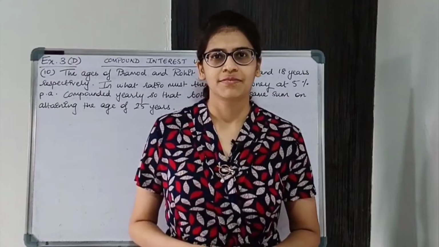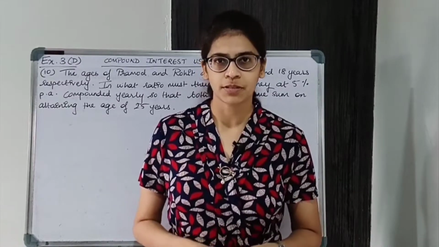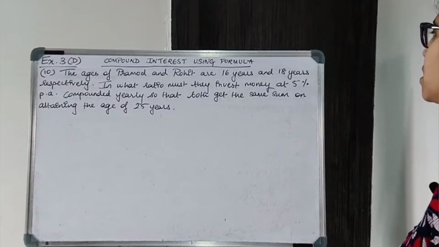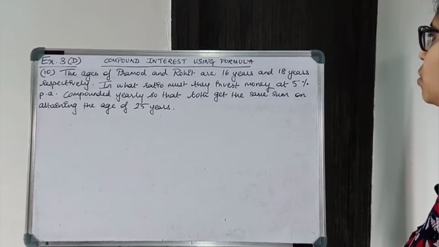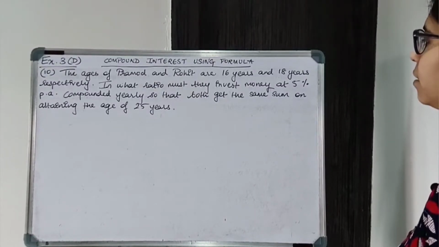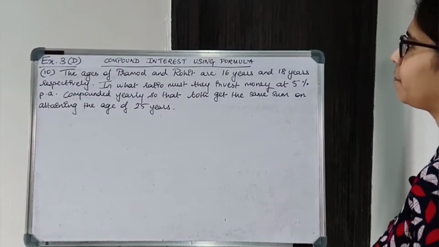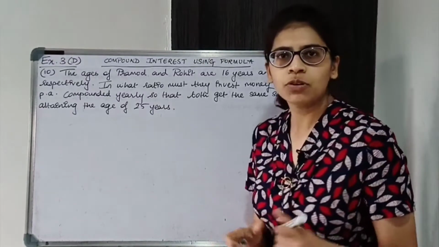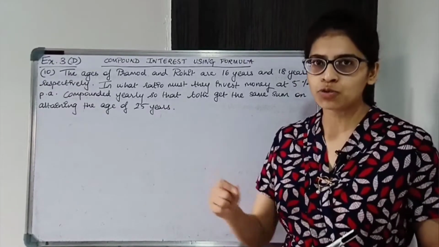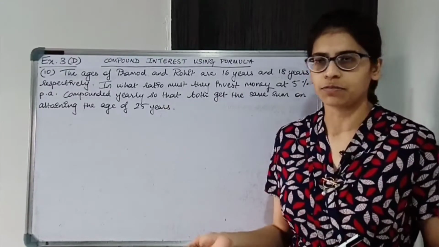Let's read the next question. Question number 10. The ages of Pramod and Rohit are 16 years and 18 years respectively. In what ratio must they invest money at 5% per annum compounded yearly so that both get the same sum on attaining the age of 25 years? There are two people, Pramod and Rohit. Let us consider all the information. Let us see how to solve and then we'll proceed with the solution.